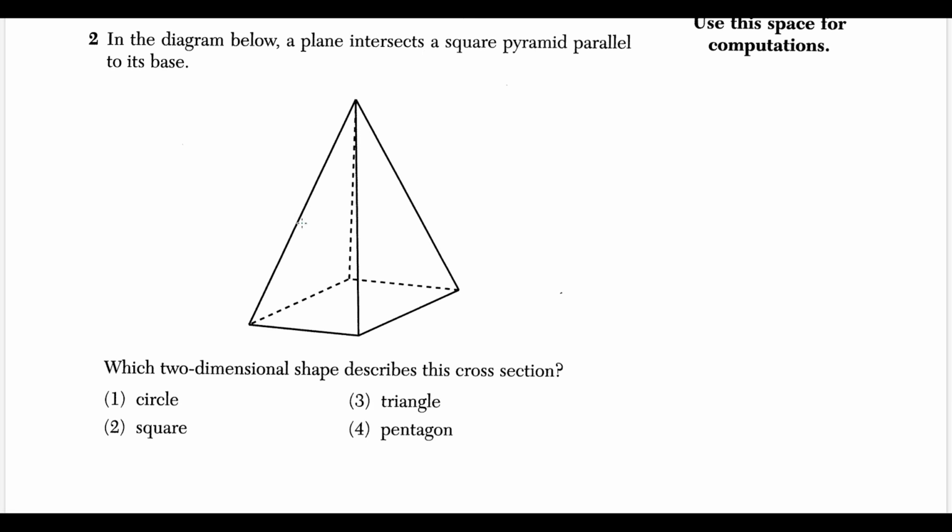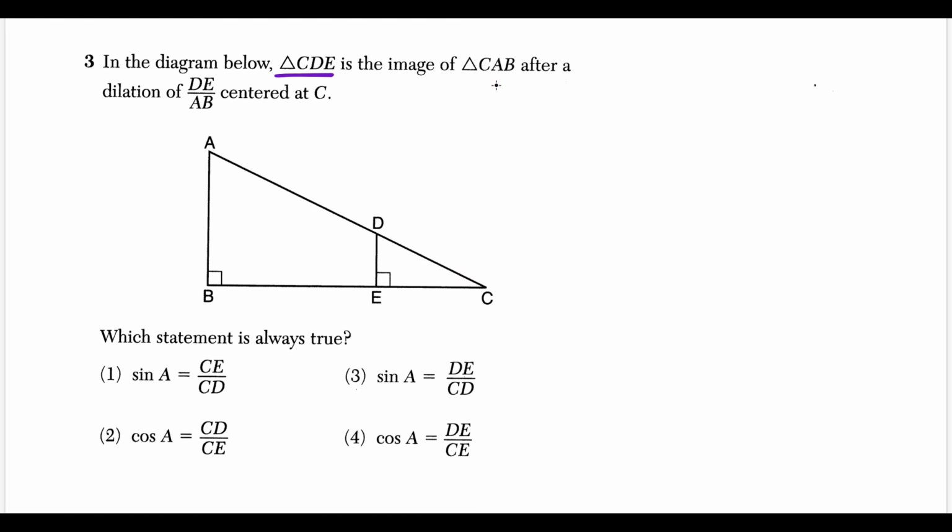For question 2, you have to know Cavalieri's principle, and we have a plane that intersects the square pyramid below parallel to the base. The base is the bottom over here, and a plane in geometry refers to almost like a sheet of paper. It's this flat surface that's hitting, and we have to think about what shape we're going to be staring at when it intersects the pyramid. If we draw this in and visualize it, you can see the cross section in this case is going to be a square. So choice 2.